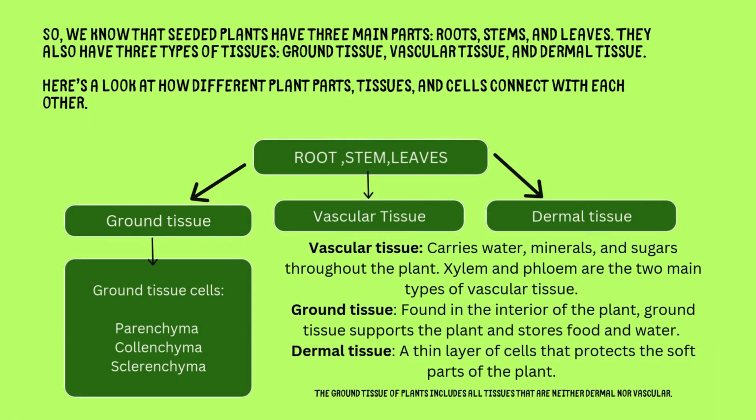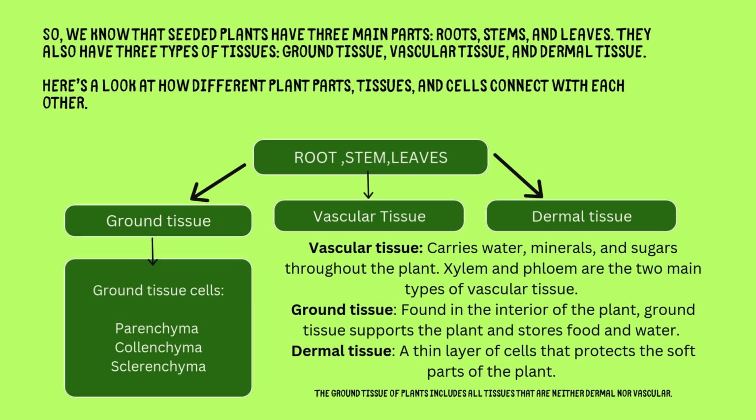We know that seeded plants have three main parts: roots, stems, and leaves. They also have three types of tissues: ground tissue, vascular tissue, and dermal tissue. Let us look at the types of plant tissues. Vascular tissue carries water, minerals, and sugars throughout the plant. Xylem and phloem are the two main types of vascular tissue.